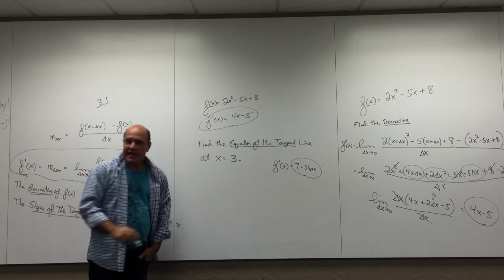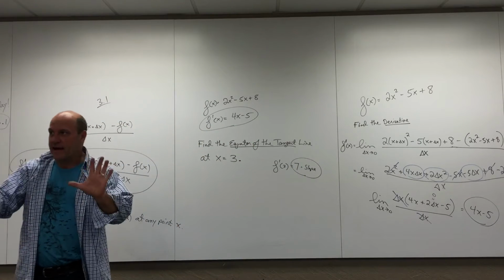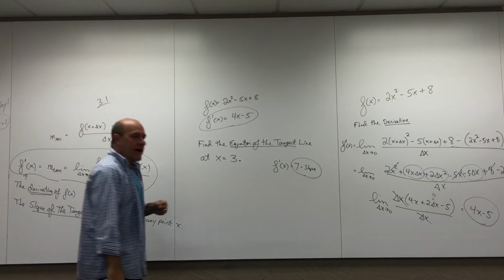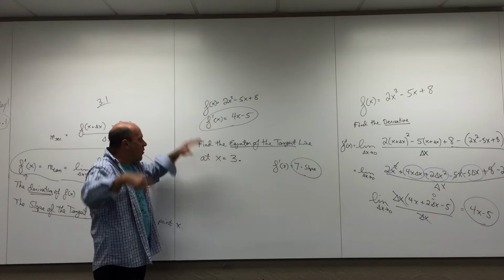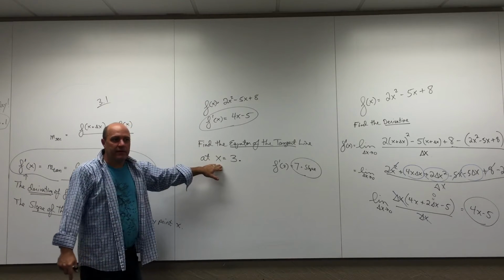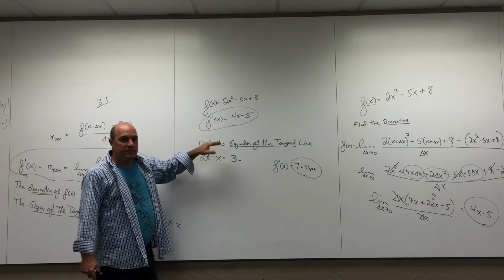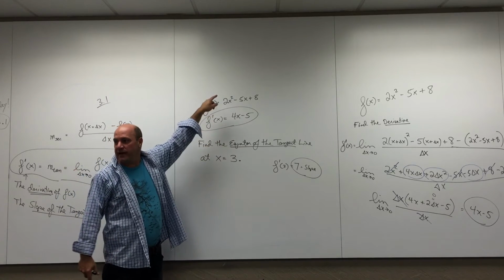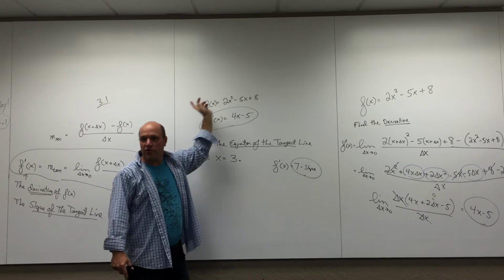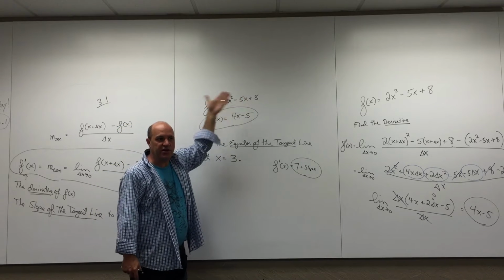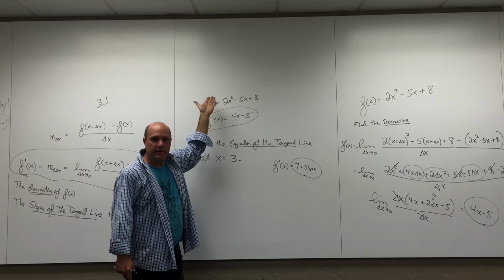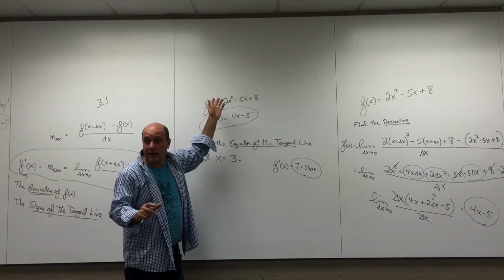Hey, what did I say I needed for a tangent line or for any line? I need a slope and a point. Well, I got an x value. They didn't give me a y value. How do you get a y value? Plug it into f of x. Don't you always get a y value by going to your original function, plugging in an x, and you get a y? Right. That'll be your point.